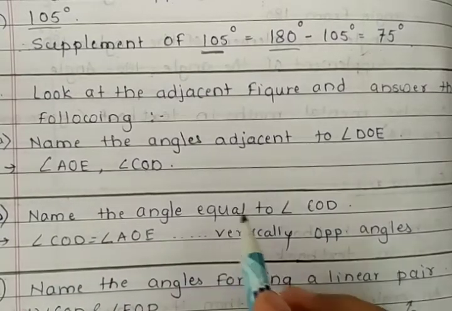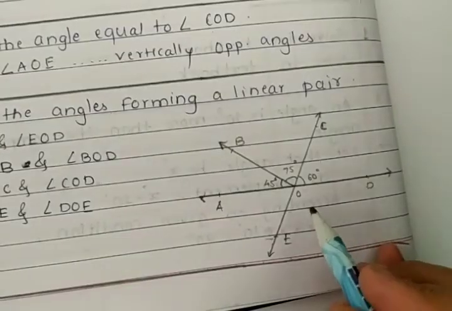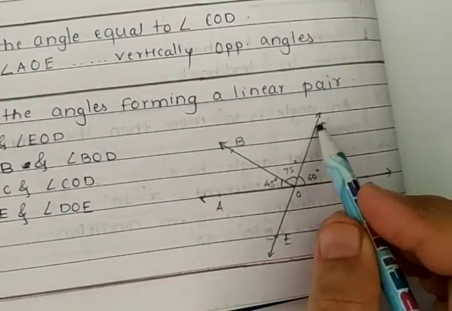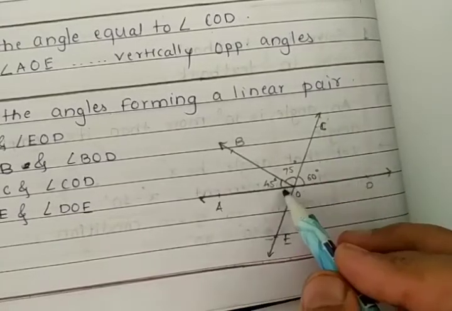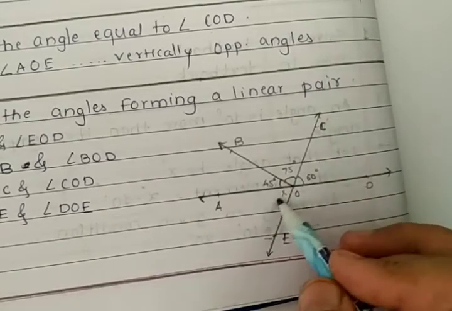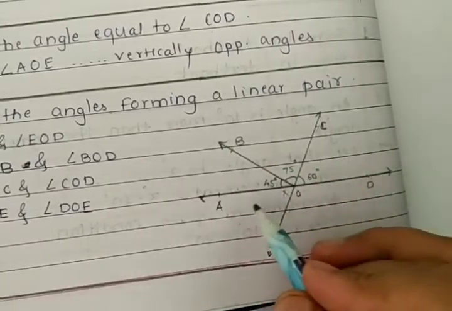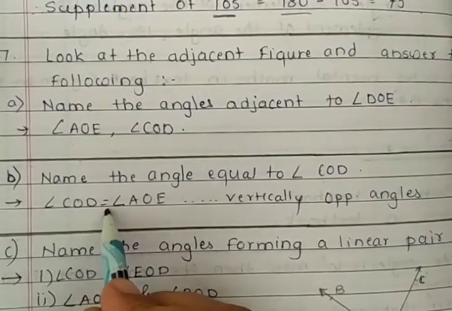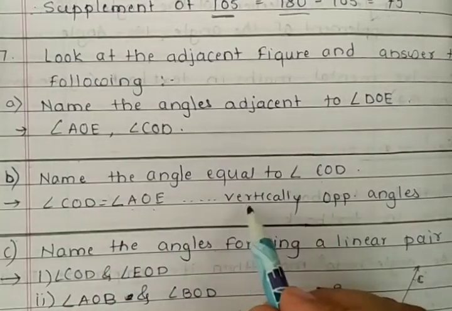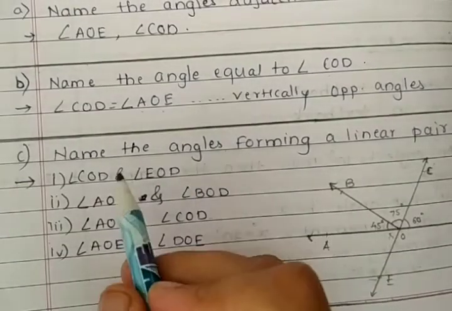Now see the second question. Name the angle equal to angle COD. In your diagram, check where COD is. Here, angle COD. Okay. So which angle will be equal to this COD? Obviously this angle, because these two angles are forming vertically opposite angles, right? That means angle COD is equal to angle AOE. Clear? Why? Because these are vertically opposite angles. Clear?